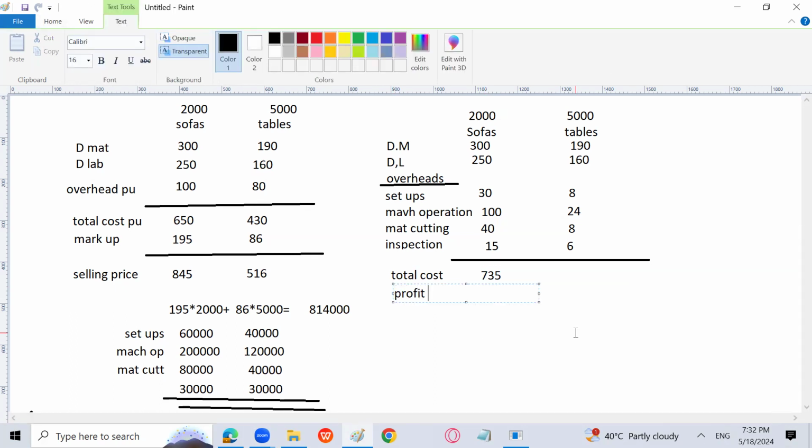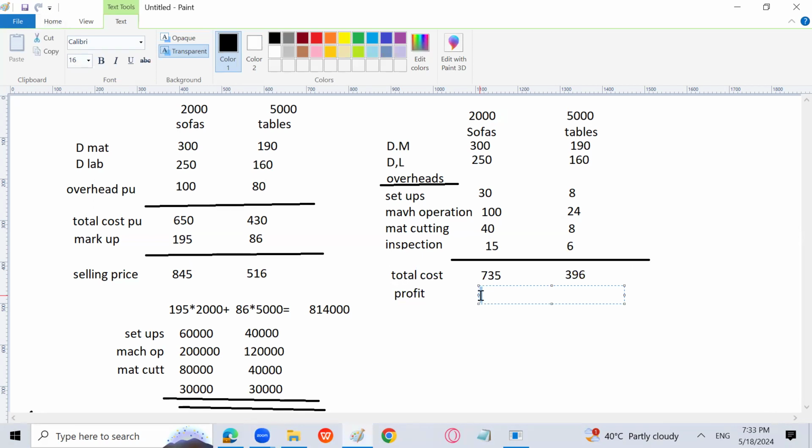So I will add profit into this. We can also write markup, but it is basically profit. So I can write profit also, no matter. So how much is the total cost? Markup is 30% for sofas and markup is 20% for tables. So please, if you can calculate it. So that is 396. Okay. Now you can find 396.